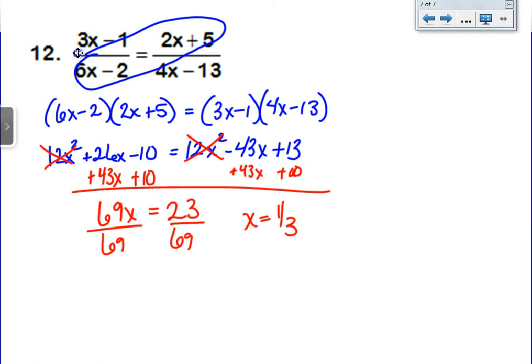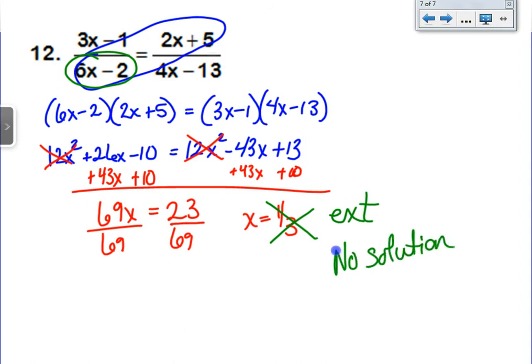Remember what we said about our denominators not being able to be 0? If you were to plug in a 1/3 right here, 6 times 1/3 is 2. 2 minus 2 would give you a 0. So it turns out that's an extraneous solution. And since there's no other solutions in this problem, there is no solution.